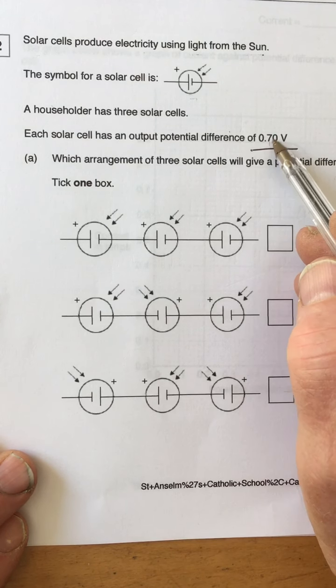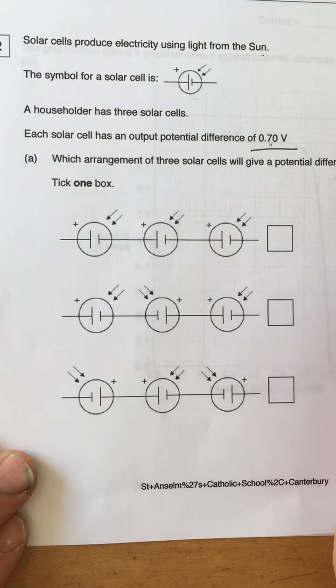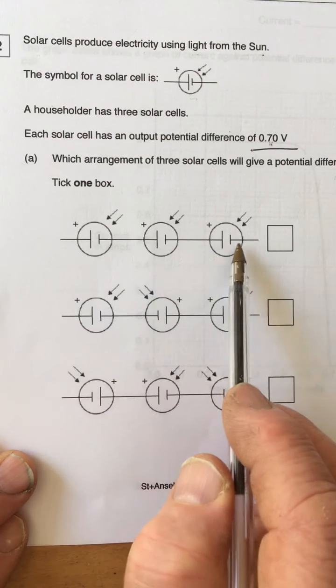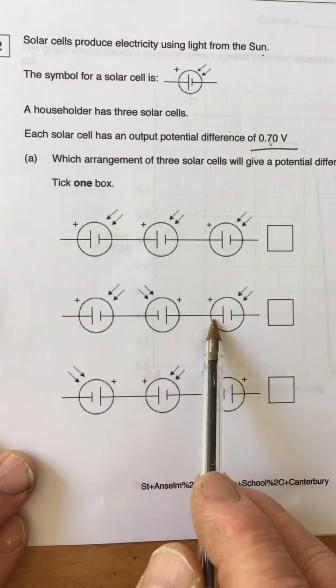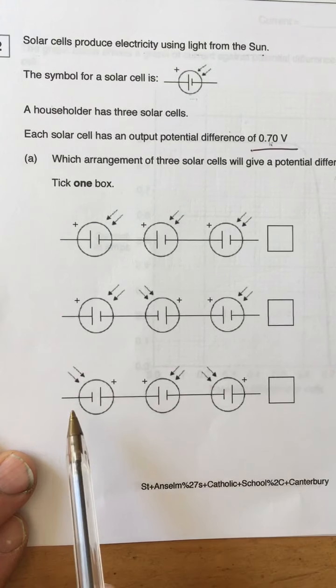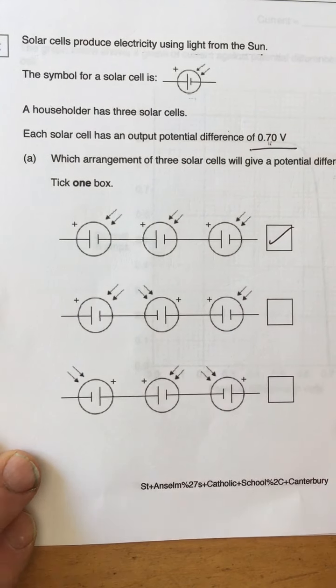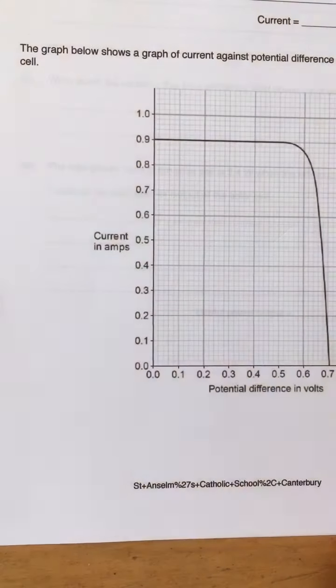Well, 7 3s are 21. It's obvious, isn't it? They're going to be put together. Now they've got to go the right way round. That would work. That won't, because those two are back to front. That won't, because those two are back to front. It's the same as batteries. They must all go in the same direction, so you'd put a tick in that box. Easy mark.